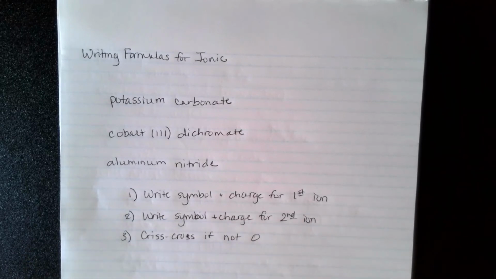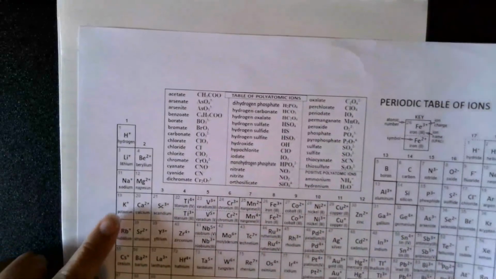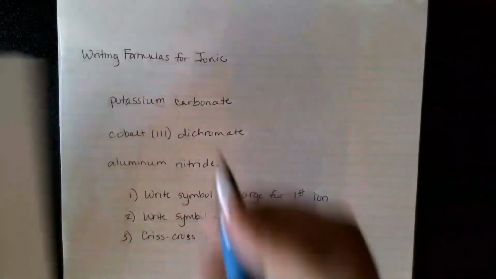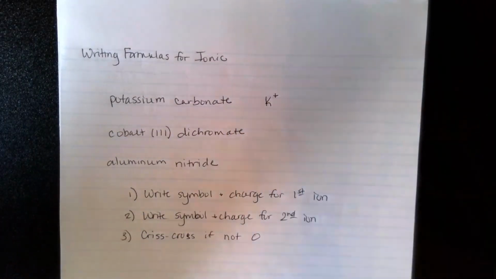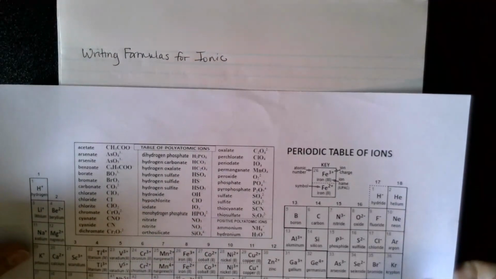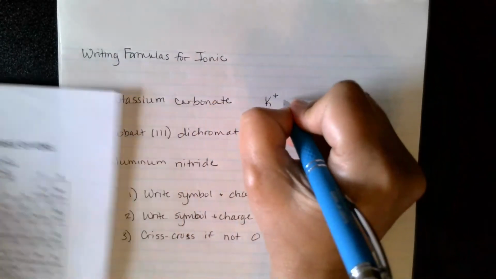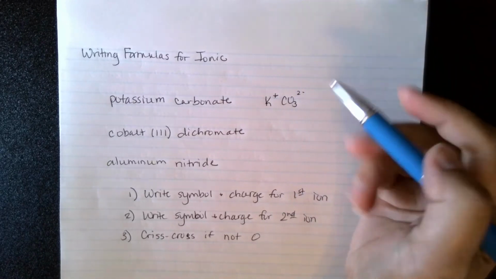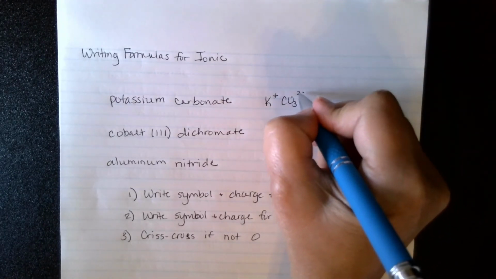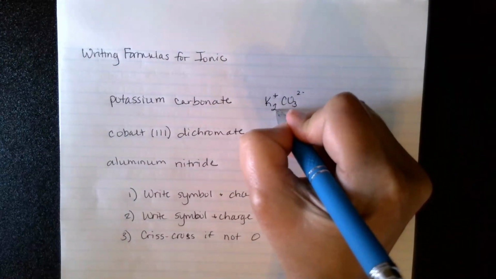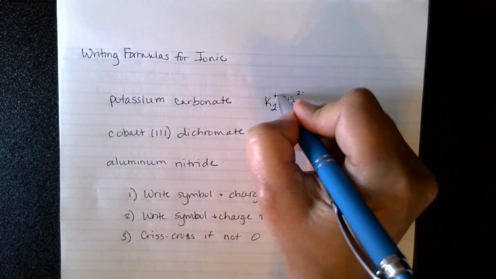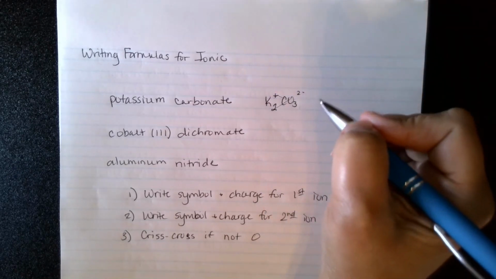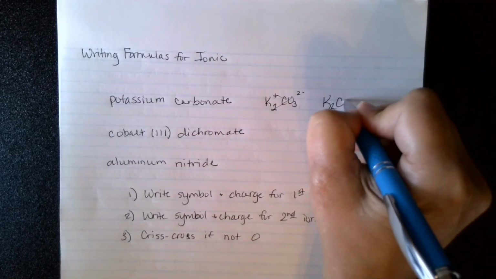Alright, so I'm going to go to potassium. And potassium is a K+. And then carbonate, I'm going to find on my sheet. And carbonate is CO3 -2. Now, a +1 and a -2 don't add to 0. So I don't take the negative, just the number. The 2 goes down here, so that's this part. And then the +1, I just carry the 1, it goes over here, and I leave off the 1s. So K2CO3.